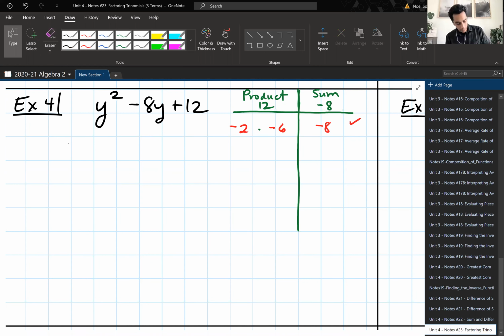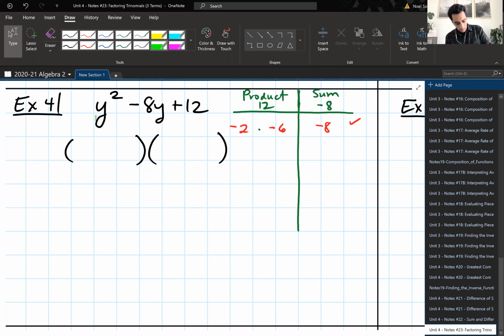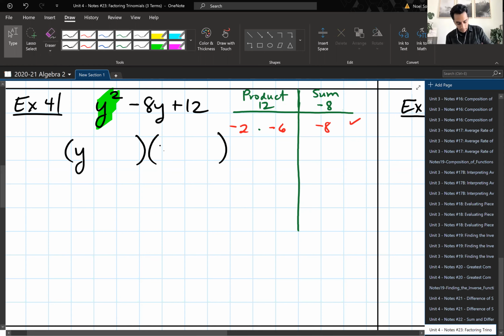So let's go ahead and factor. In order to get y squared, we need to use y times y. Okay, what are my two factors? Well, my two factors are negative 2 and negative 6. So it's just a direct copy paste. So you'll have y minus 2 and y minus 6. Those will be my two factors.